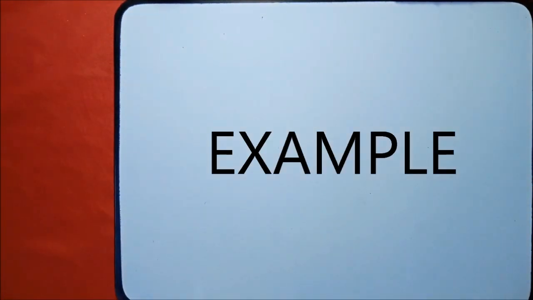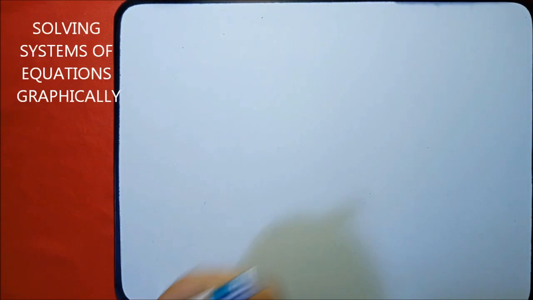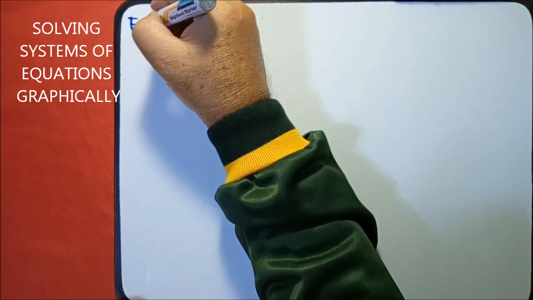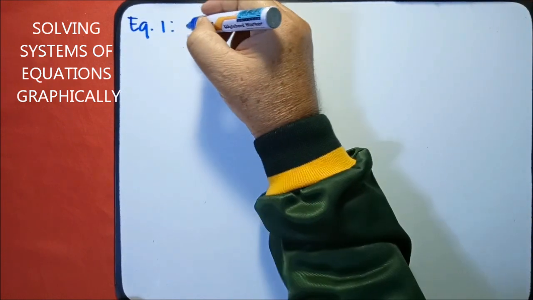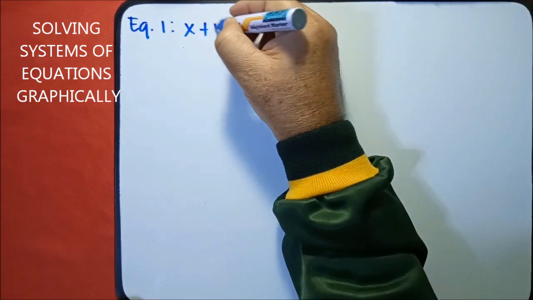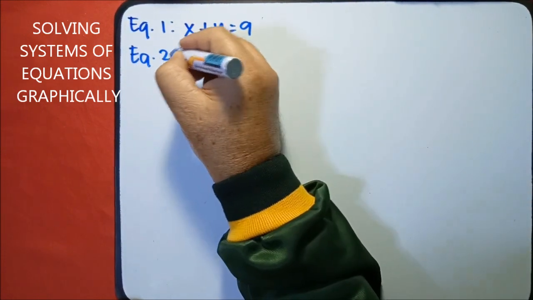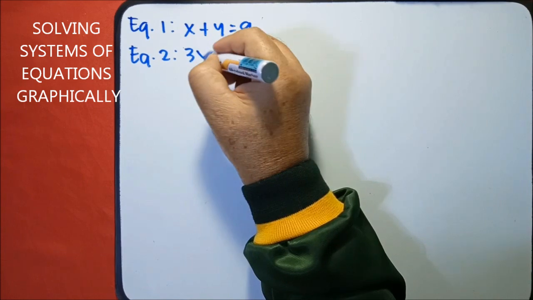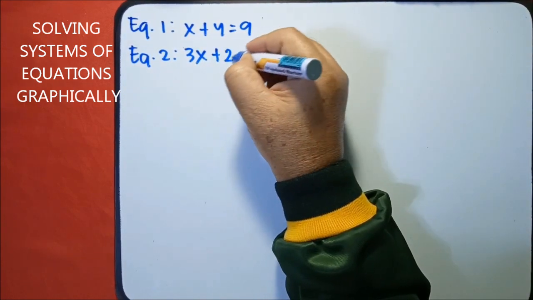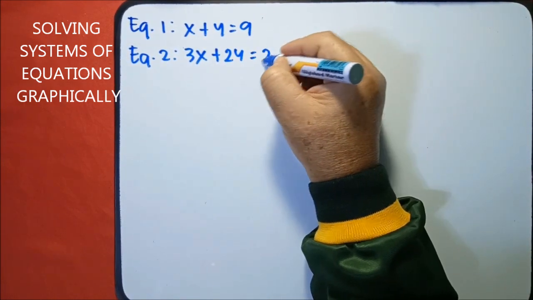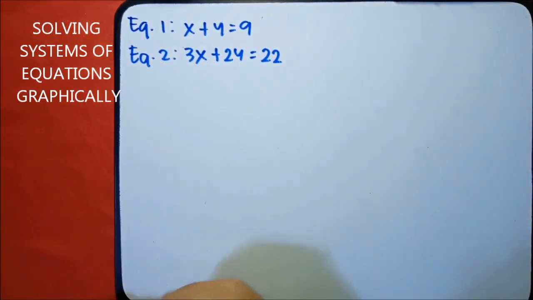Let us start with two equations. In graphing, we'll take equation number 1, x plus y equals 9. Then equation number 2, 3x plus 2y is equals to 22. Now, these equations are in standard form. Now, what is the best way in plotting these equations?